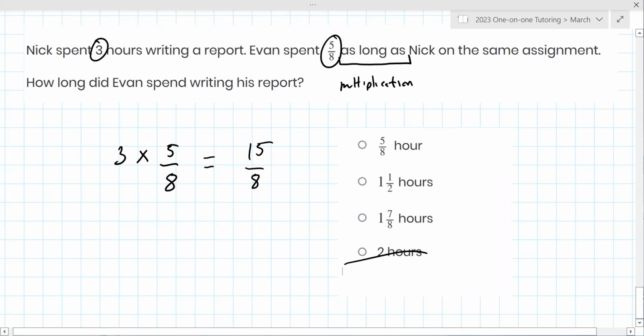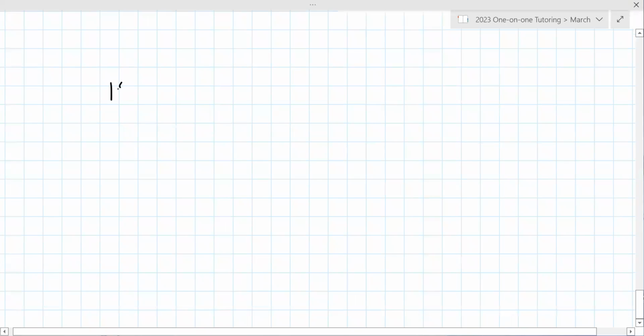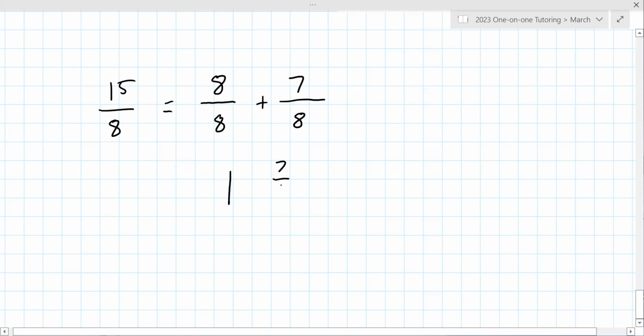So let's look at this 15/8. And we talked about how you could write this as something over 8 plus something over 8. Basically, how can you break apart the top number? So 15 is really 8 plus what number? What number do you add to 8 to get to 15? 7. And we talked about this a little bit earlier. What is 8 divided by 8? 1. So there you go. Is that answer there?